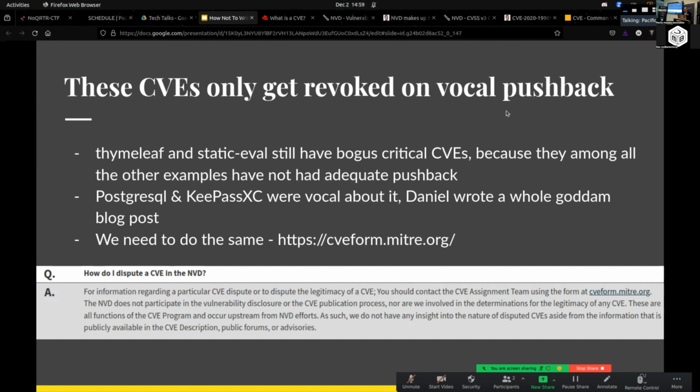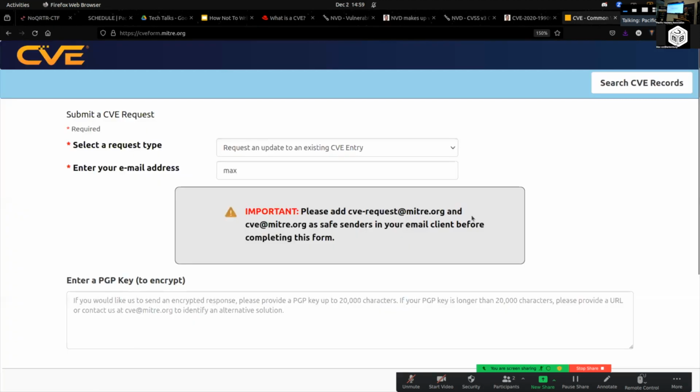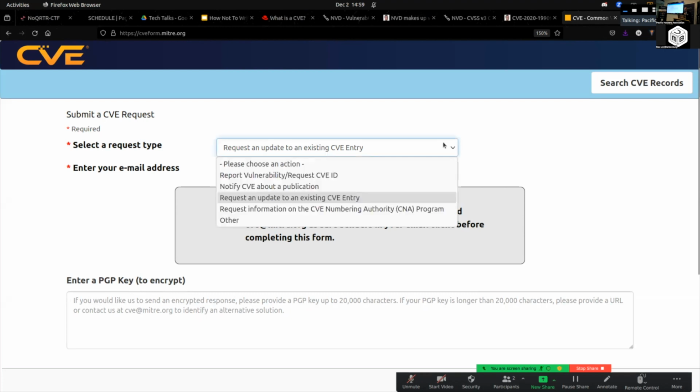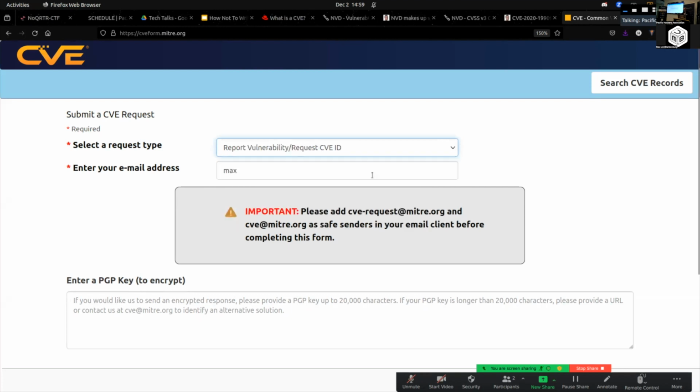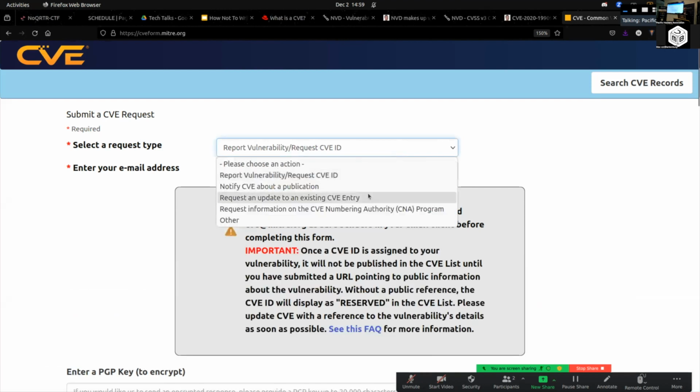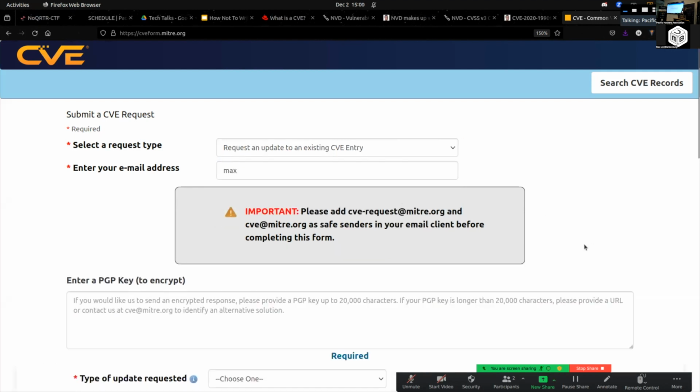They have a CVE form, cveform.mitre.org, or you can just look it up, submit a CVE, and you can request an update to an existing CVE entry. Through this, you can also report vulnerabilities and other such things. But yeah, it's just a form.